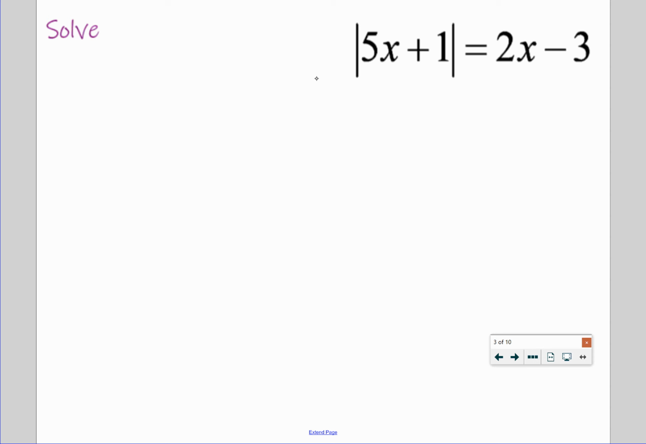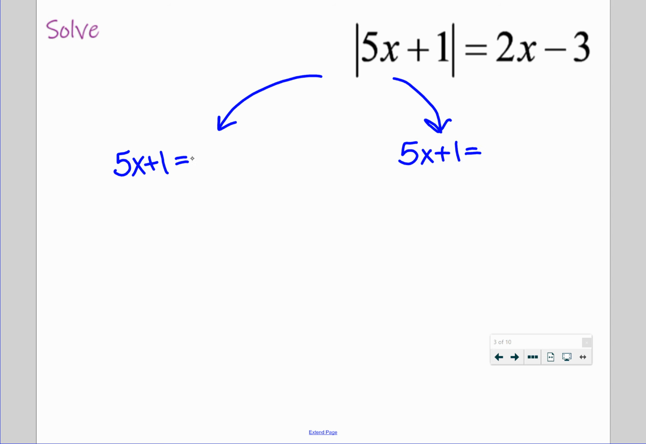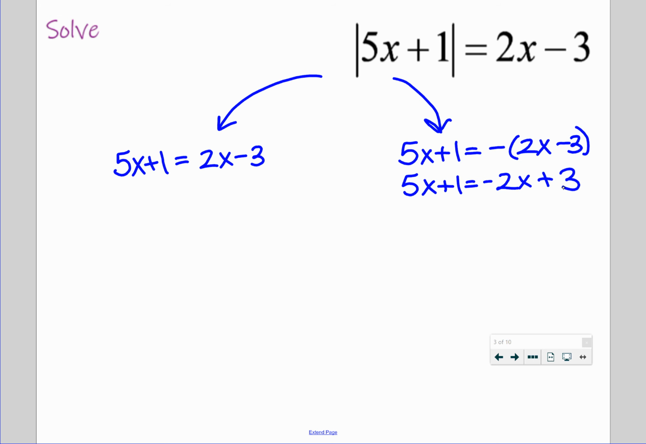At this point, we're able to take our absolute value and split it into two pieces. What's inside the absolute value should not change. 5x plus 1, 5x plus 1. What it's equal to, in one case, will stay the same, 2x minus 3. And in the other case will be the opposite. In this case, a negative in front of my 2x minus 3. You can even take that one step further and distribute that negative through. Negative 2x plus 3.